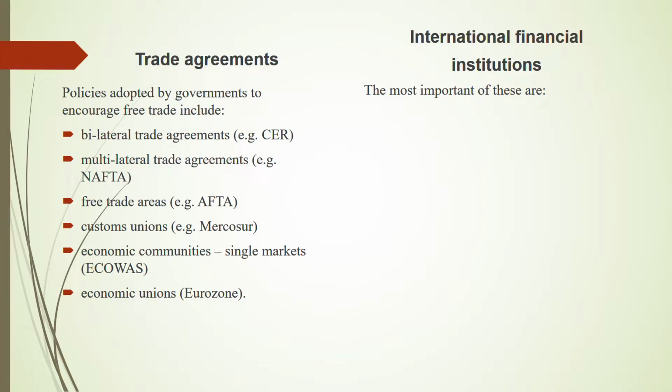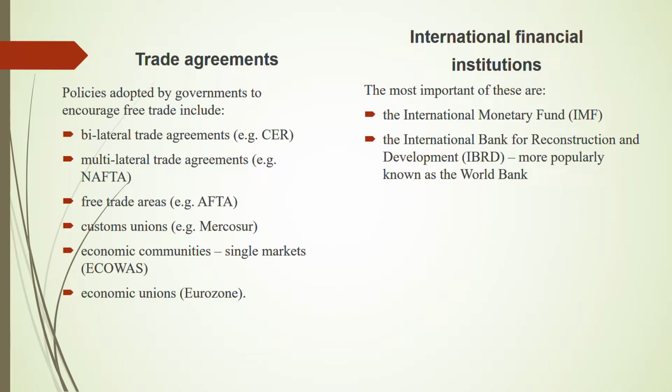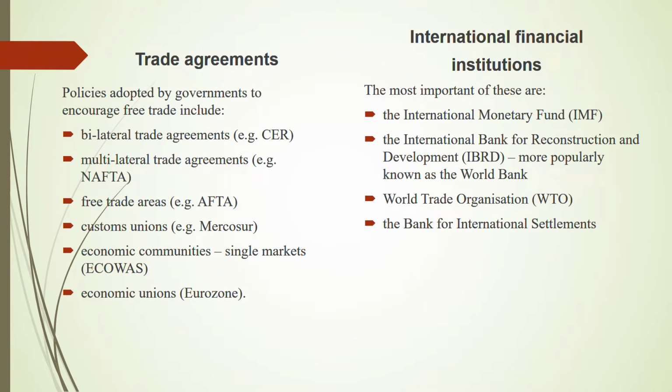Coming to the international financial institutions, some are very important. Number one, IMF. Then we have IBRD, the International Bank for Reconstruction and Development. Now it is known as World Bank. The name is changed to World Bank. World Trade Organization, the Bank for International Settlements. So these are a few international financial institutions. You must know their role in helping international trade. How do they encourage it? You must know that aspect. Other than that, you don't have to know when it was created, when it was started, what changes they are making. All those things are not required.